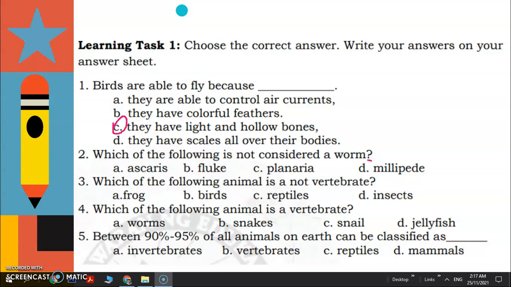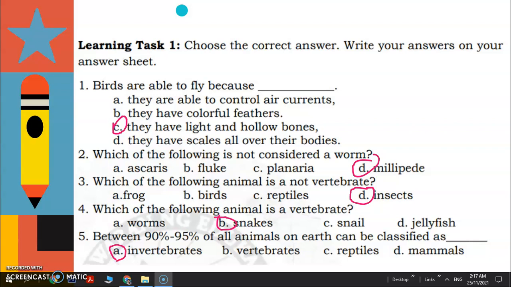The correct answer is millipede, because millipede is an arthropod. Number 3. Which of the following animal is not a vertebrate? The correct answer is insect, kasi wala siyang backbone. Number 4. Which of the following animal is a vertebrate? The correct answer is letter B, snake. Siya ay isang uri ng reptile. Number 5. Between 90 to 95 of animals on Earth can be classified as what? The correct answer is invertebrates. So, yun ang mga tamang sagot.